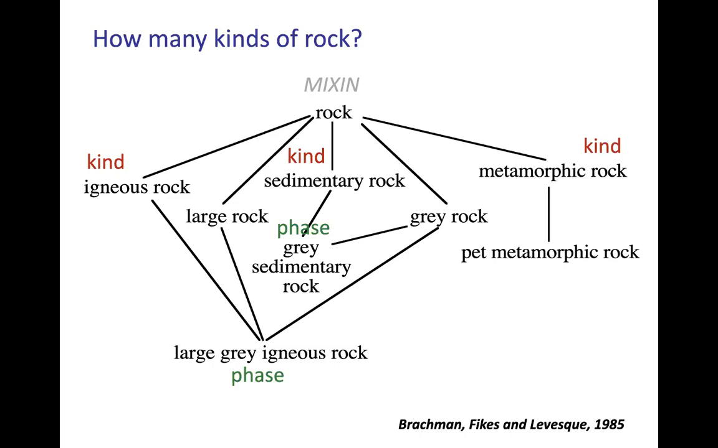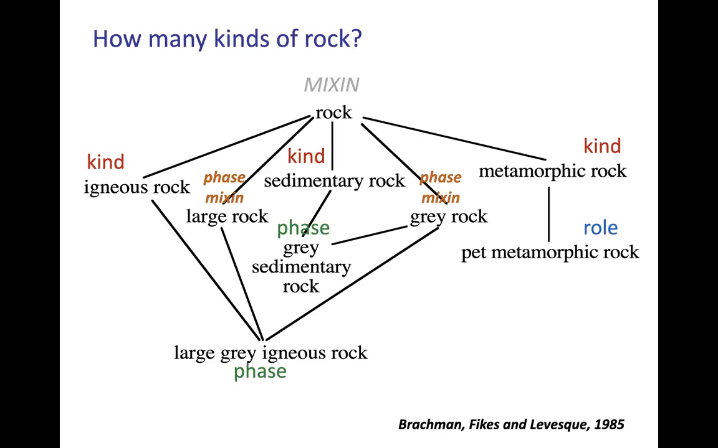With erosion, they can become small. And being a pet metamorphic rock is a role played by a rock once it has a kind of pet relation with someone else. Imagine if I use a metamorphic rock as a paperweight, and I have an emotional attachment to the metamorphic rock, I use it as a pet. So it's a role, right? Played by a metamorphic rock because of this relation with someone that considers the metamorphic rock as a pet.